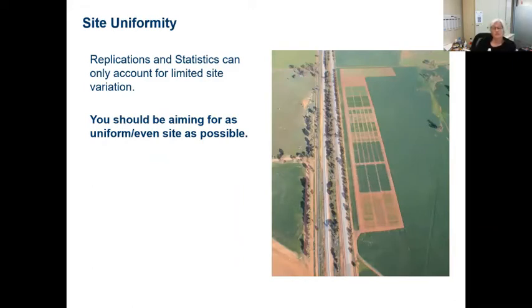Site uniformity. This particular picture here is a site that we used in York, off the Spencer's Brook Road. It was a really good site. It was uniform, and as Andrew spoke with his replications and statistics, it was good for that. The site access was fantastic. It was a farmer's paddock.